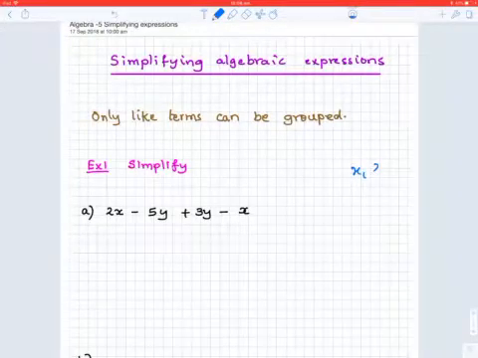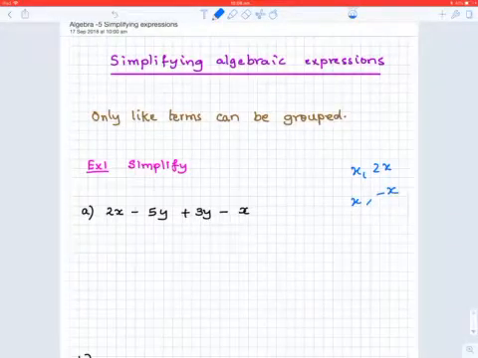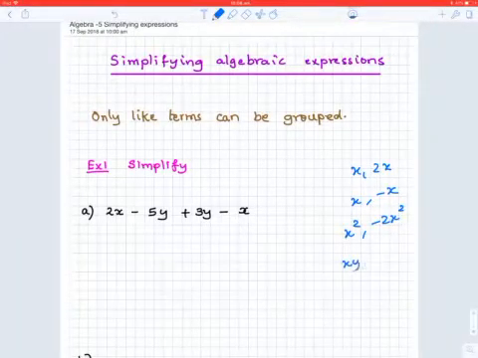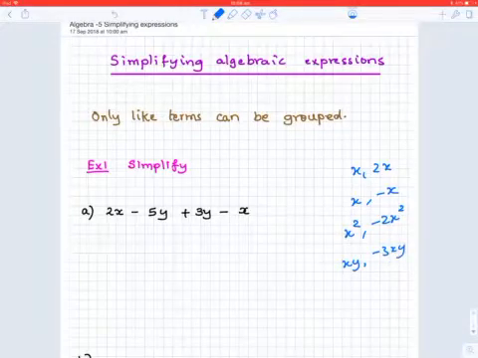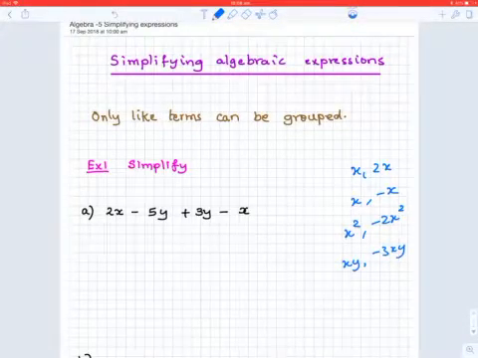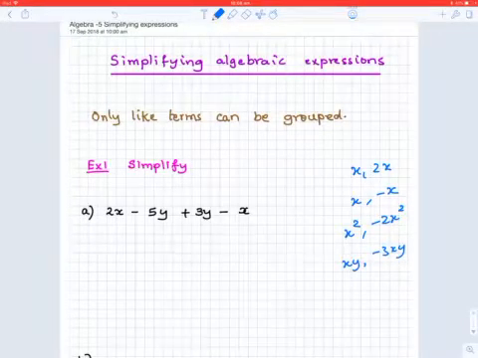For example, x and 2x, or x and minus x. So these are like terms, as are x squared and minus 2x squared, or xy and minus 3xy. They are all like terms. That means the like terms have the same pronumeral component.